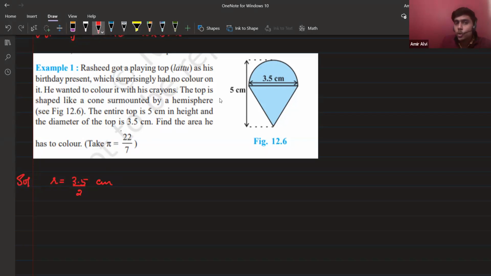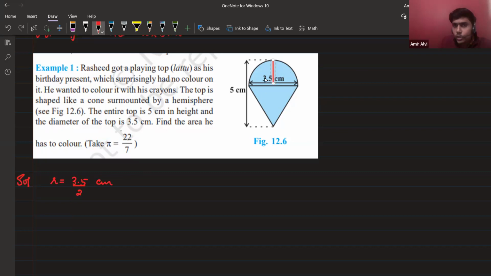Next, the total height of this top is 5 centimeter. From the center, the distance to any point of the hemisphere is the radius, which is 3.5 by 2. Agree? Kiran, Samina, and Jasleen? Yes, sir. Okay.